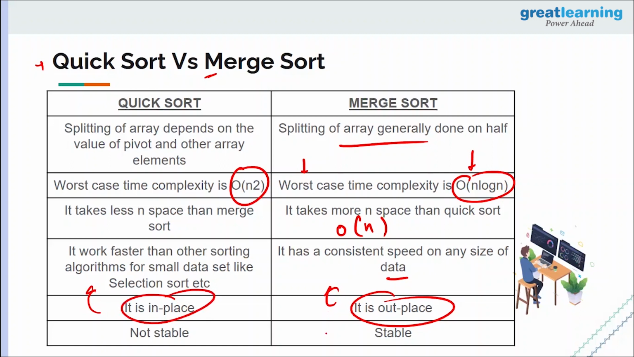If we talk about stability, merge sort is much more stable. If we have 2 and 2, this 2 will always be in front of this 2. That is what stability is. That means if you have some order at the time of insertion, that order will be maintained, which is not the case in quick sort. So this is the comparison between quick and merge sort.